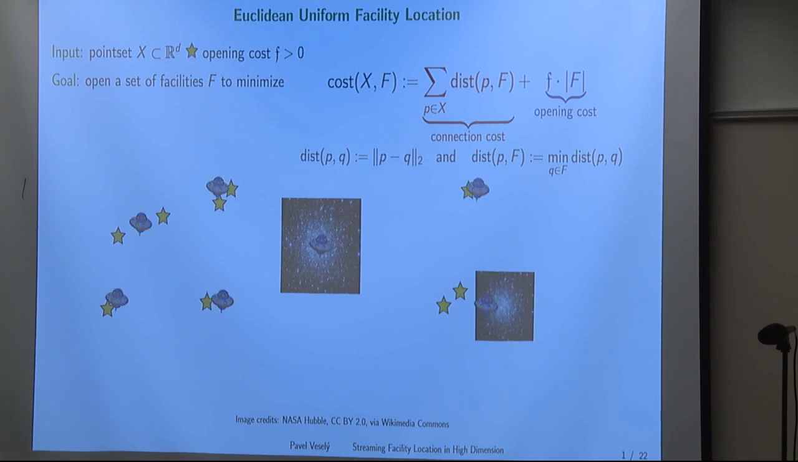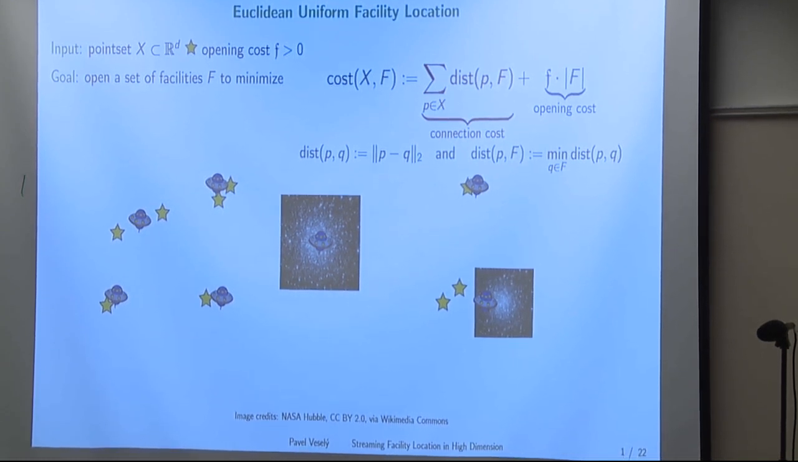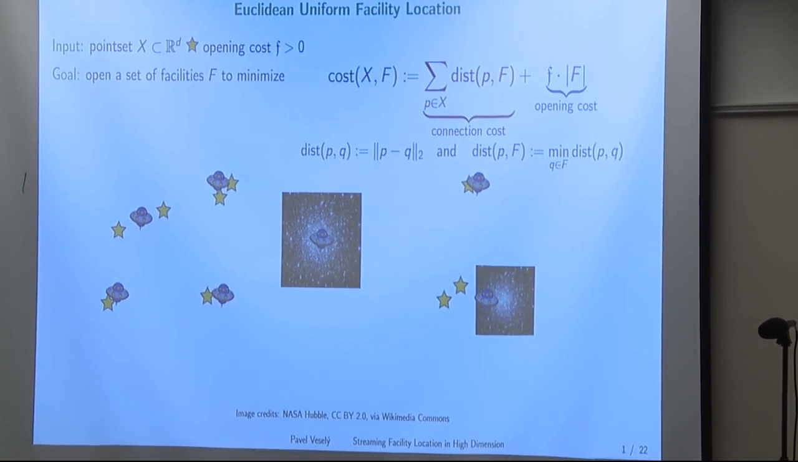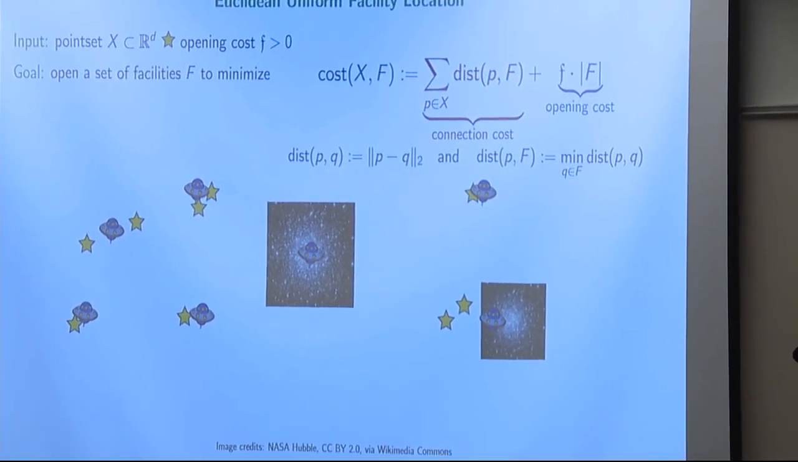We would like to minimize the cost, and the cost has two parts: the cost of connecting the clients to the facility, and also the cost of actually opening the facilities. The connection cost is given by the Euclidean distance to the closest facility. Maybe like here, for this very dense cluster with lots of clients, we open a facility. And there are some separate points that are far away from everything else, so it actually makes sense to open a facility also here.